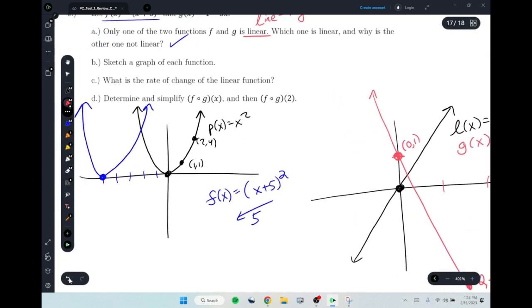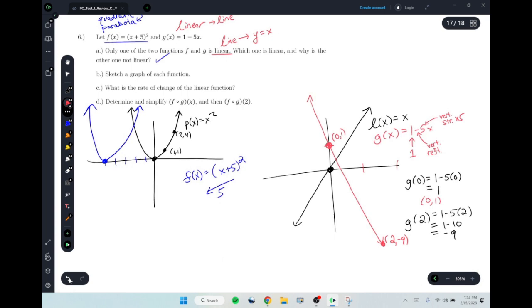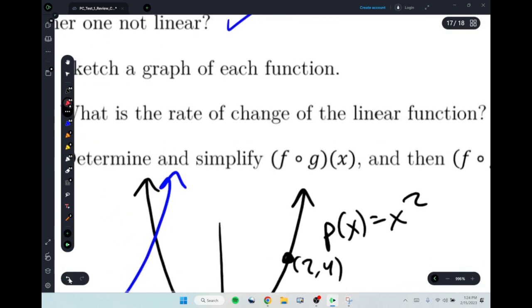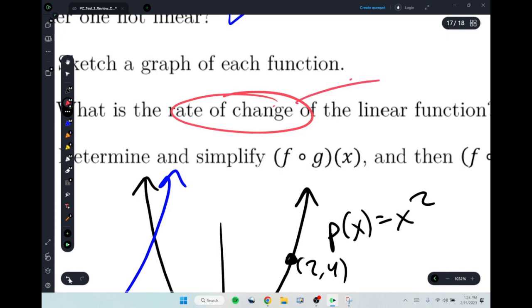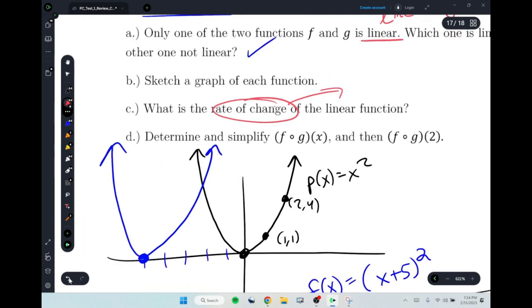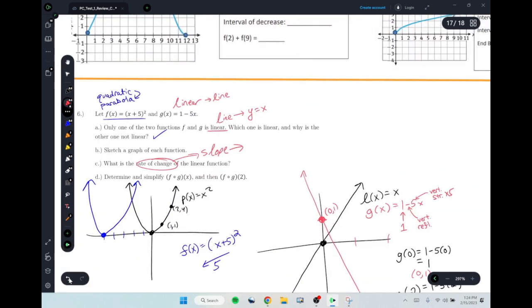What's the rate of change of the linear function? So that means you had to know which one the line was. What does the rate of change mean? The formula? No, it's actually asking for the actual rate of change. That's exactly what that means. Slope. And what is the slope? Rise over run? And what is the rise over run of that line?